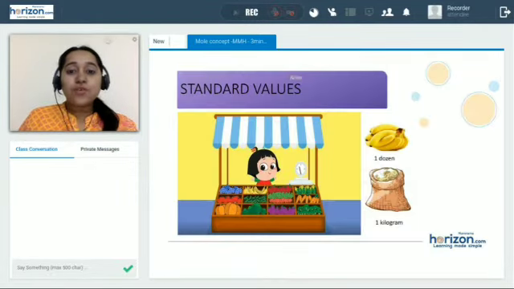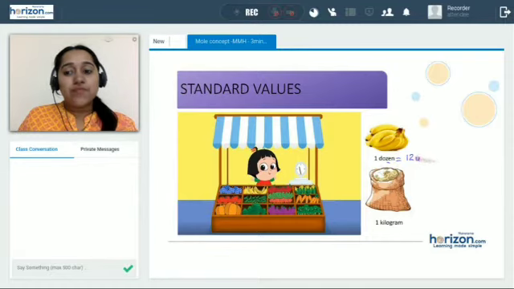We all go to the supermarket, right? We use standard values to buy grocery. For example, we buy a dozen banana. That is, we use a dozen to count fruits. A dozen of something is equal to 12 units, right?